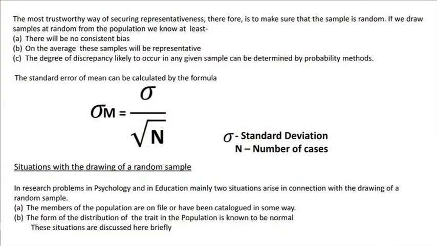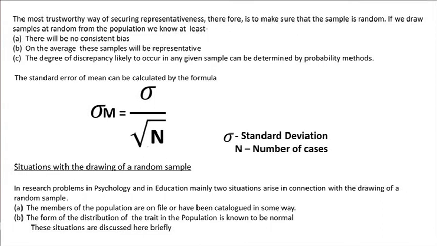The most trustworthy way of securing representativeness, therefore, is to make sure that the sample is random. If we draw a sample at random from the population, we know at least there will be no consistent bias. Number 2, on average these samples will be representative, and number 3, the degree of discrepancy likely to occur in any given sample can be determined by probability methods.